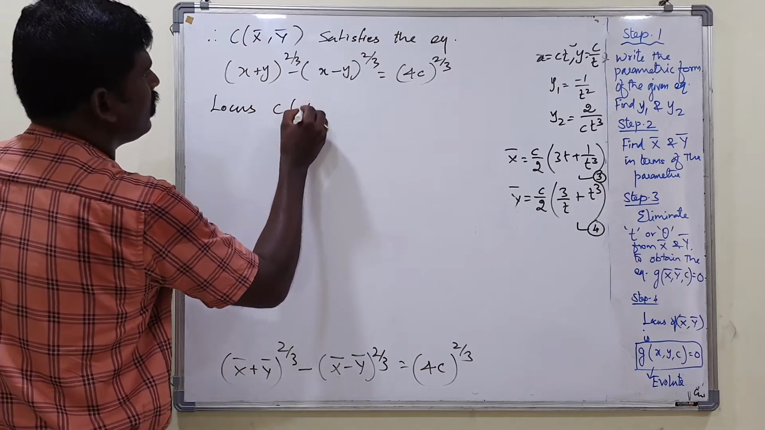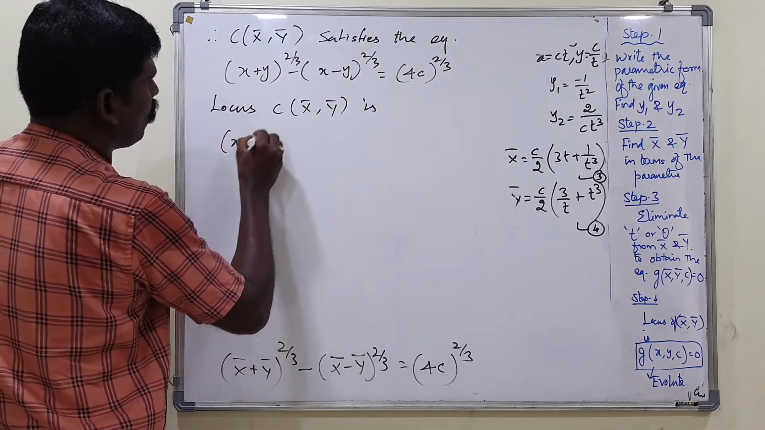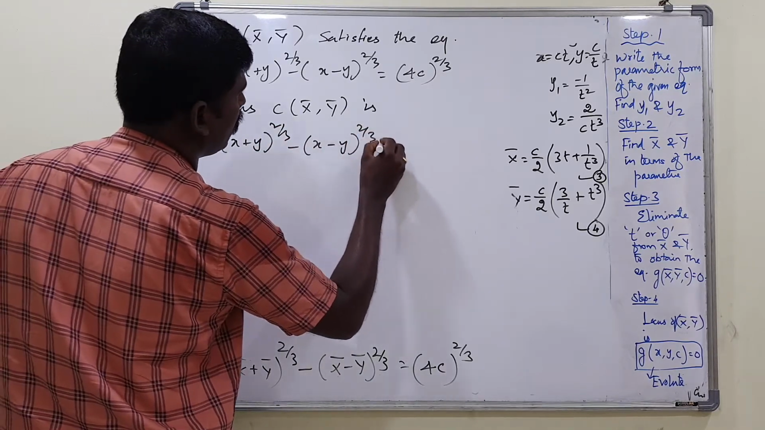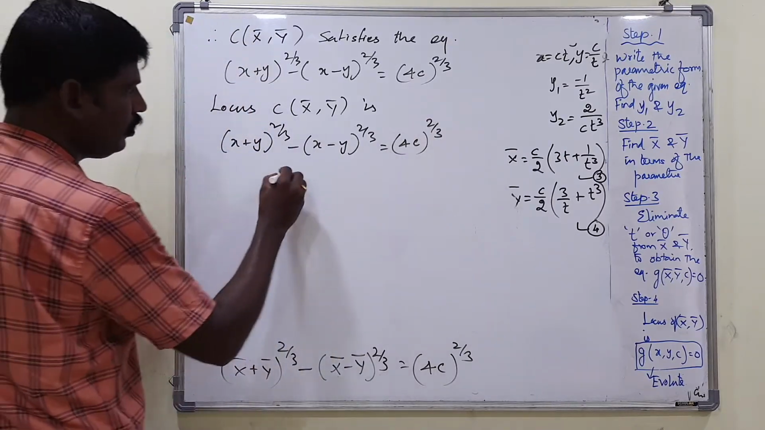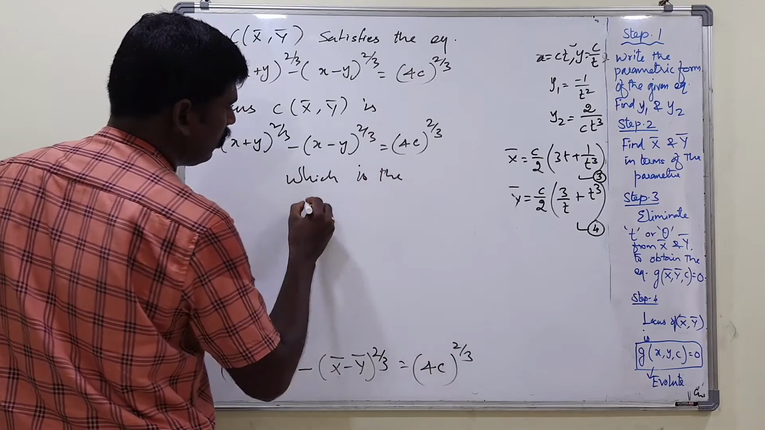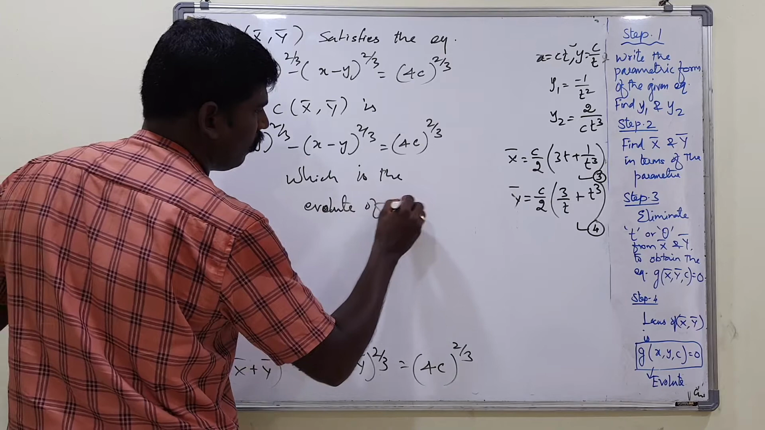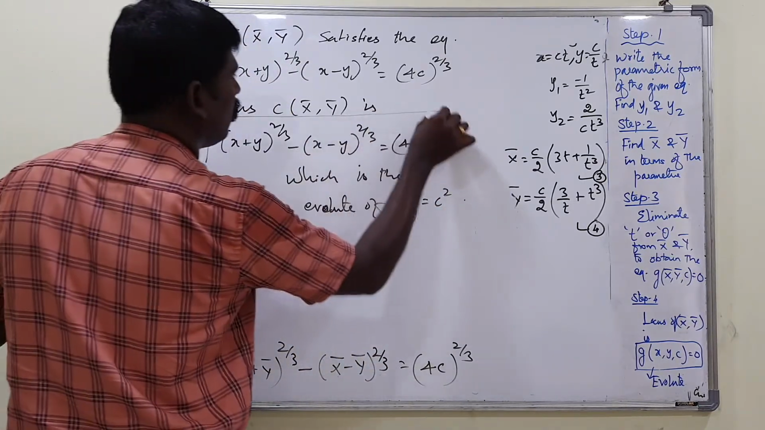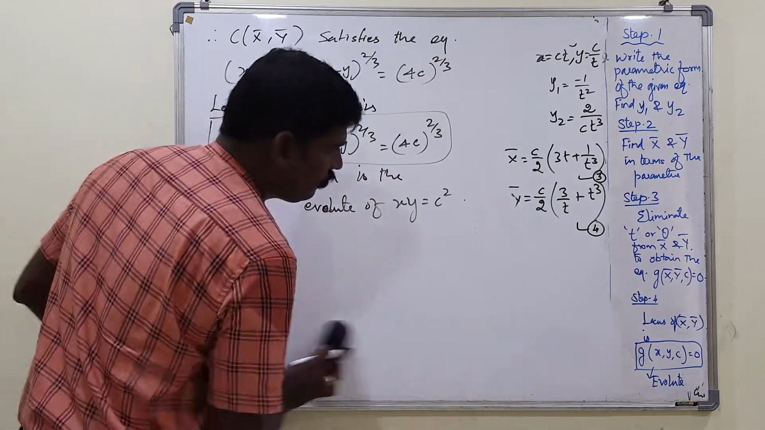Therefore, the locus of center of curvature is x plus y the whole power 2 by 3 minus x minus y the whole power 2 by 3 equal to 4c power 2 by 3, which is the evolute of the curve, rectangular hyperbola xy equal to c. Okay, that's all. Next one.